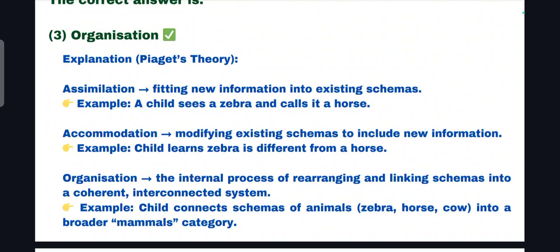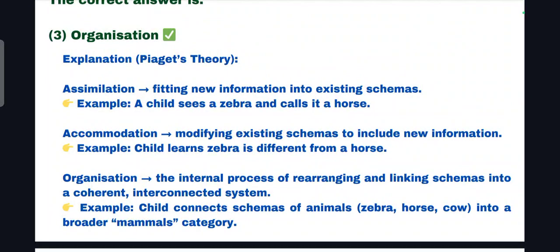Here I am just giving an explanation. Fitting new information into existing schemas is known as assimilation. Example: when a child sees a zebra and calls it a horse. Accommodation: modifying the existing schemas to include new information. Example: the child learns that a zebra is different from a horse.